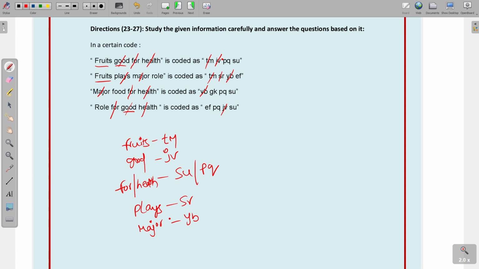And next, the remaining one word, that is role. Role is coded as EF. So the remaining one word, that is food. Food is coded as GK. So all words are completed, and let us move on to the questions.